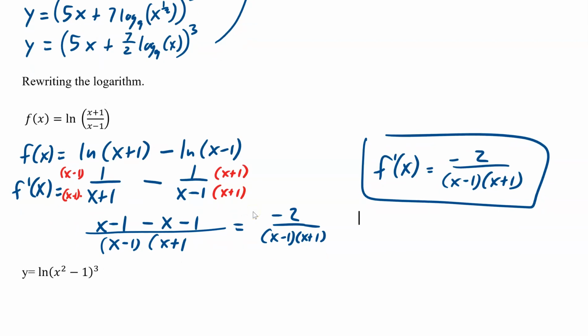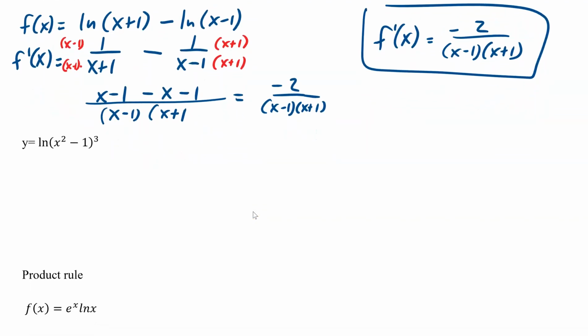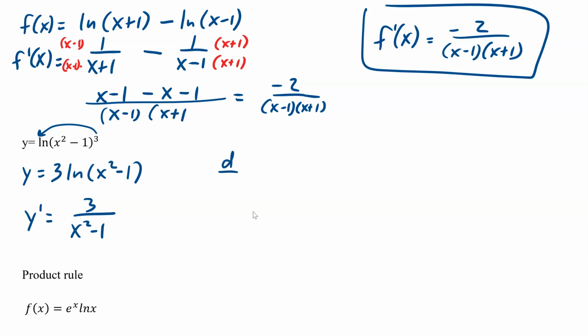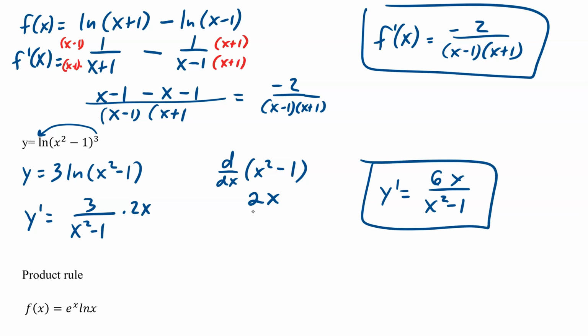All right, and then now just to make sure we have all the rules, we'll do another one. So on this one, we can actually bring that exponent in front. So this is 3 ln x squared minus 1. So now it's one clean little problem. So remember, 3 goes on top, x squared minus 1 on the bottom, and then we apply our chain rule. So this is 2x, so we multiply by 2x. So putting this together, y prime equals 6x over x squared minus 1.